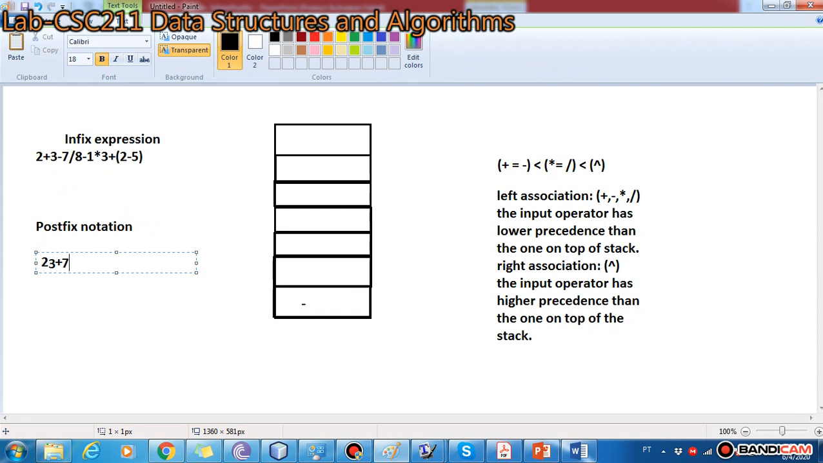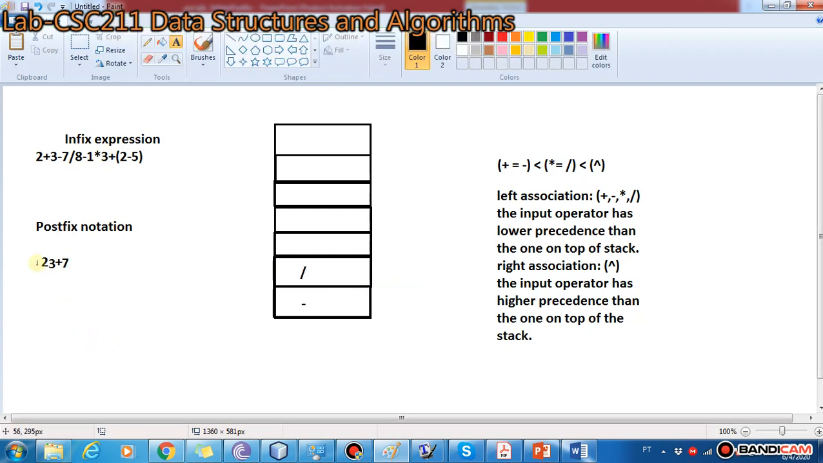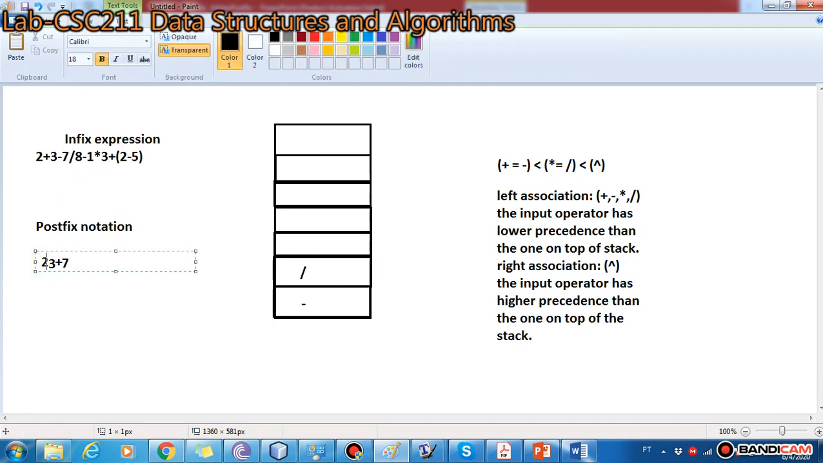Next there is an operator, division. Now division has higher precedence than plus and minus, so whenever there is an input operator with higher precedence, we just push it on the top of the stack. So this division operator comes here. Next it's 8. This is an operand, so it will directly be attached to the output string.